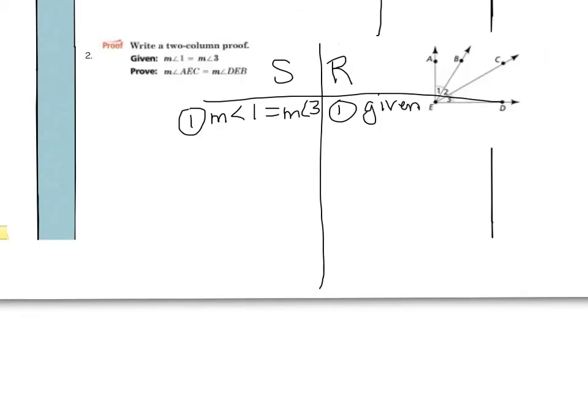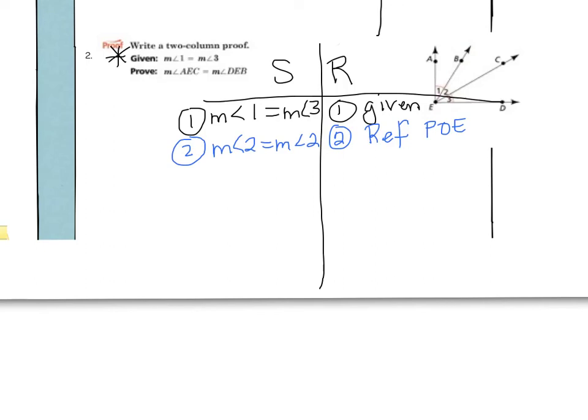Okay, so the first statement that we want to write down is what's given, and that is that the measure of angle 1 equals the measure of angle 3. So if we look at our picture here, they're saying that this angle is the same as this angle. And the goal is to figure out that angle AEC is equivalent to angle DEB. That's what we're trying to prove. So we want to add in the second step here, which is that the measure of angle 2 equals the measure of angle 2. And that's true because of the reflexive property of equality.